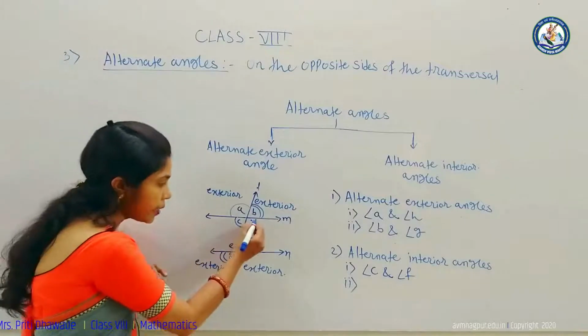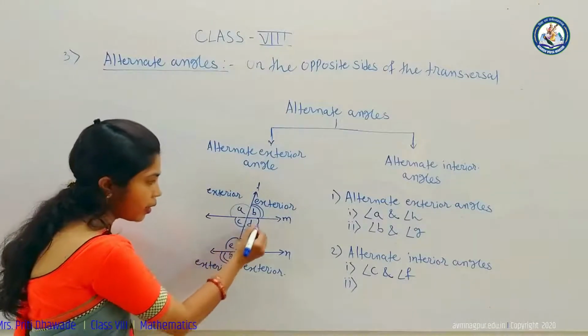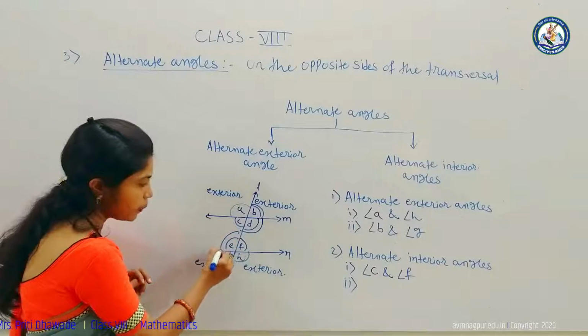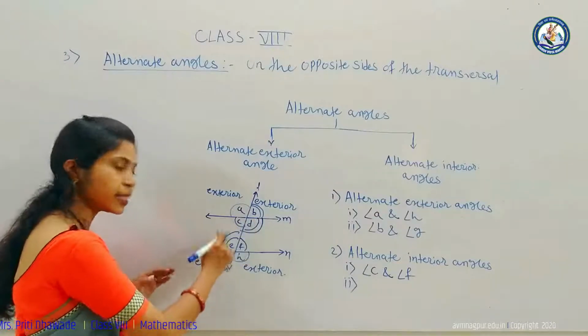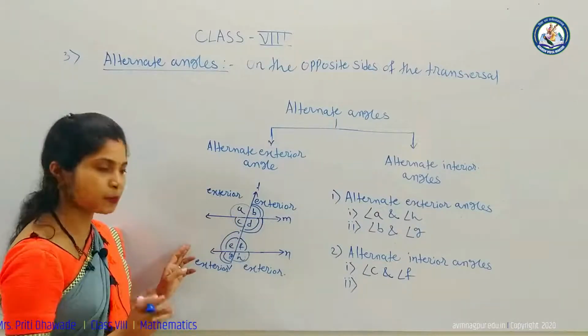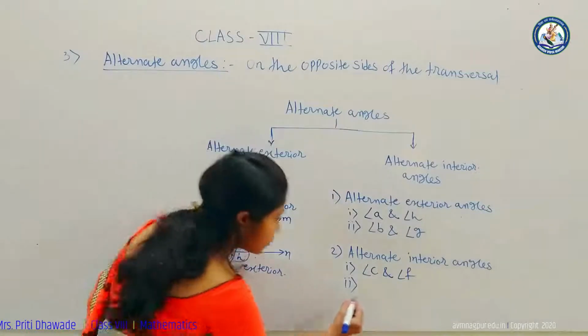Again, angle D and angle E are present in the interior portion but on the opposite sides of the transversal. So this is the next pair of alternate interior angles.